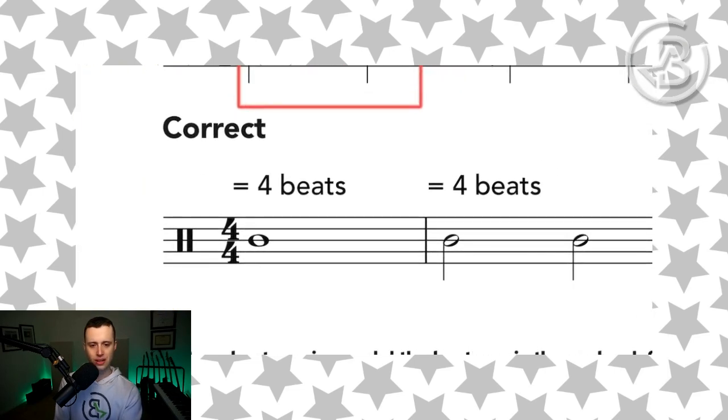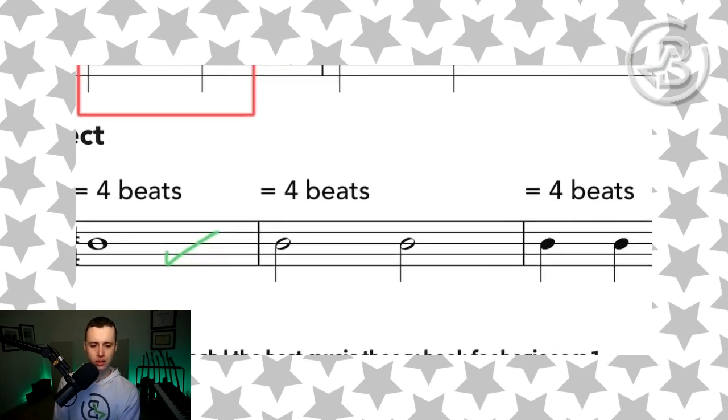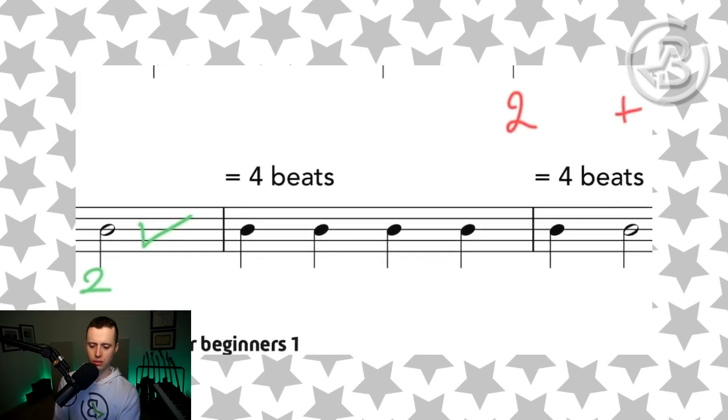Sure enough, you can see here, there's 1 whole note in the measure. A whole note is 4 beats or 4 counts. That is great. 2 half notes in a measure. That's 2 plus 2. That's good. Oh, 4 quarter notes. That's 1 plus 1 plus 1 plus 1. That equals 4 beats. That's good.